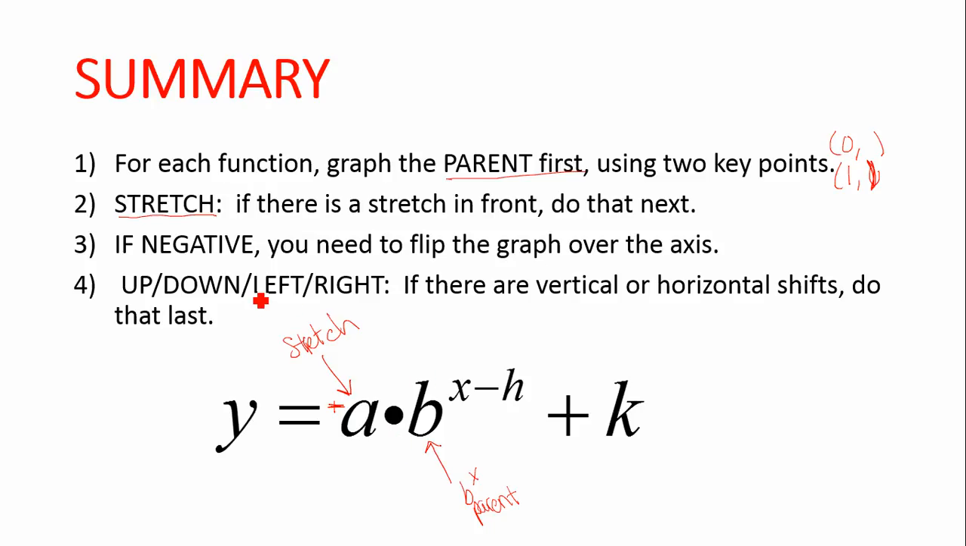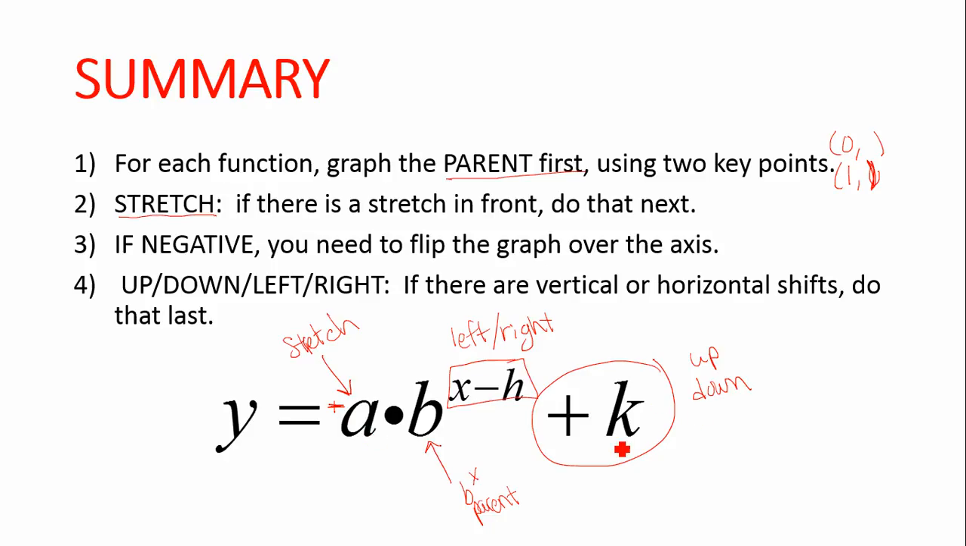Now, step 4, the last thing we do, is actually move it left or right, up or down. So right here, this part tells me how I move it left or right. And just like before, if it's a minus, we're going to move to the right. If it's a positive, we're going to move to the left. And this right here tells me how I'm going to move up or down. So those steps come last.